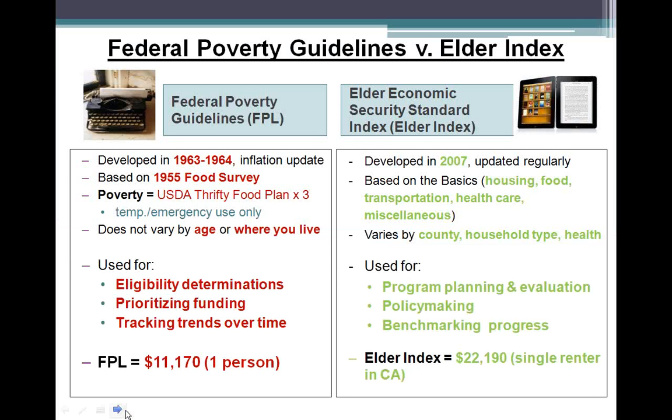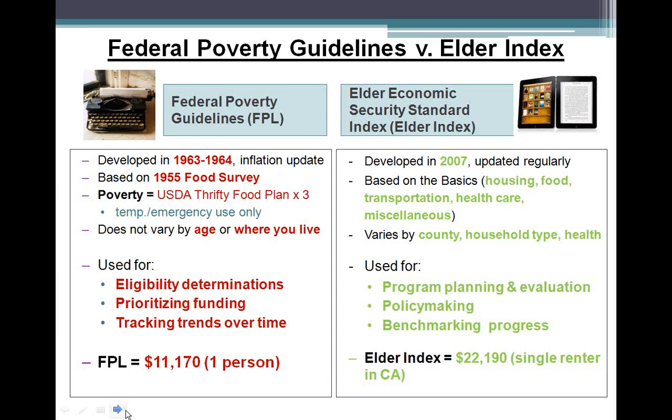So by way of introduction into the Elder Index, we thought it would be helpful to speak a little bit about the comparisons between the official federal poverty guidelines, which are currently, and for about the last 50 years or so, the measurement that's been used to assess economic need, and the Elder Economic Security Standard Index, or Elder Index for short, which is the basis of AB 138. So what you see here on this slide is a side-by-side comparison of the federal poverty guidelines to the Elder Index. And there are some very distinct differences between the two measures.